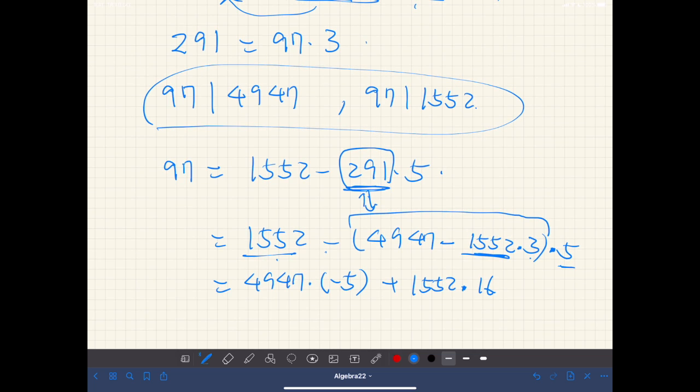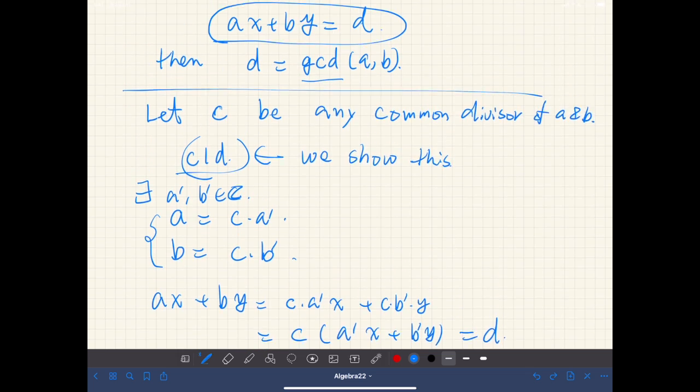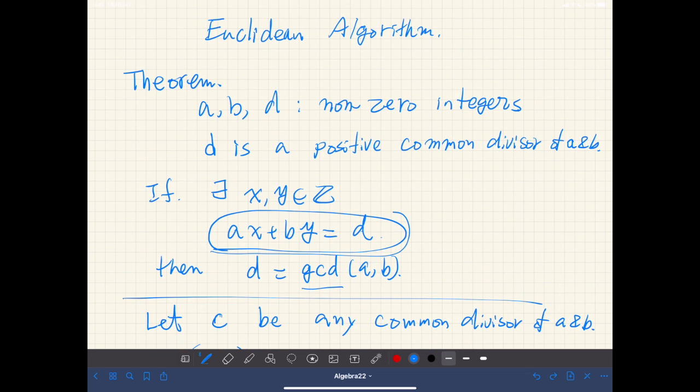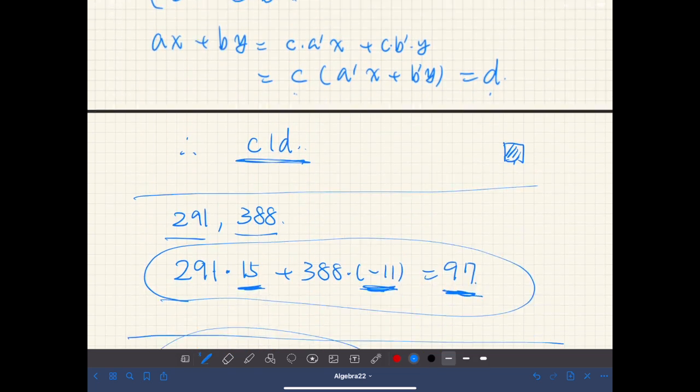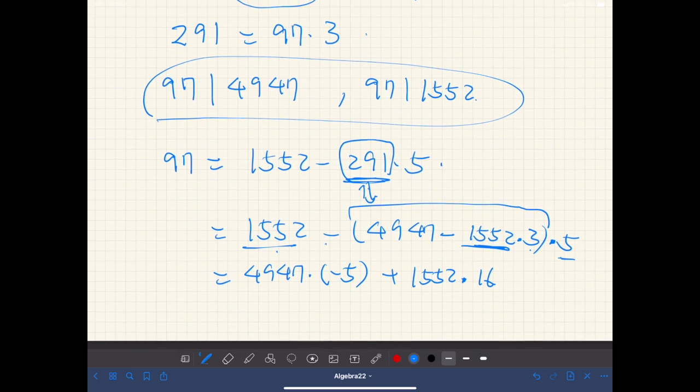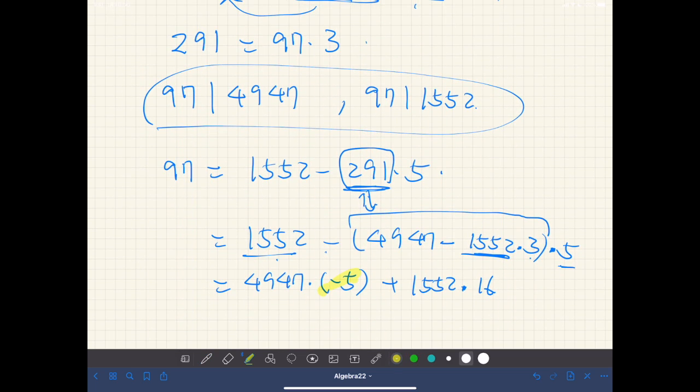So this is the form we found in the theorem. In this case, D is 97, A is 4,947, B is 1,552, X is -5, and Y is 16. Therefore, from the theorem, we can confirm that 97 is the greatest common divisor of these two numbers.